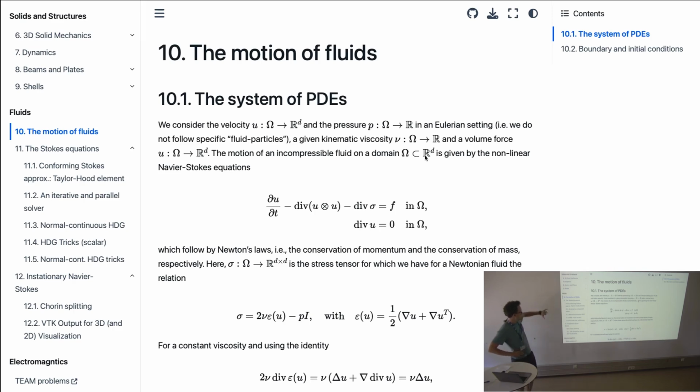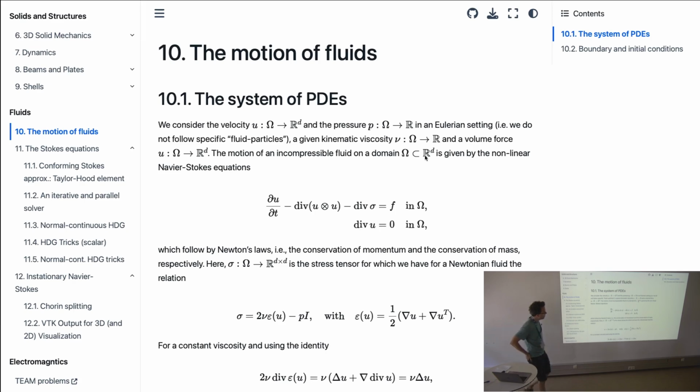We will essentially split this into one big part about Stokes equations and how to solve that efficiently with parallel solvers, iterative solvers, and so on. And then also a part on time stepping and how to solve the instationary Navier-Stokes equations. Okay, so let's start with the PDEs just to get us into the picture.